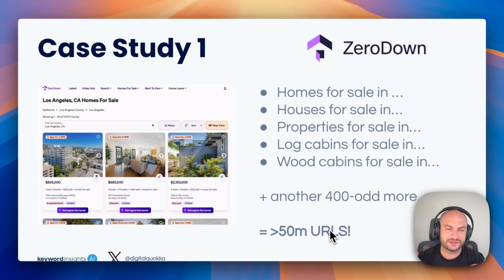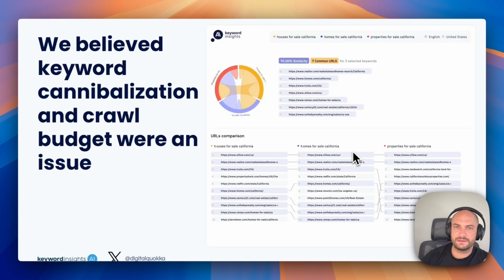And indeed, when we looked in Search Console, we started looking at things like, okay, why isn't our homes for sale in California ranking? We'd often find actually it's the properties for sale in California that was ranking for it. Or why isn't our log cabins for sale in California even indexed? And then we'd see that our wood cabins for sale in California was indexed. And we started to think two things. One, keyword cannibalization was an issue.